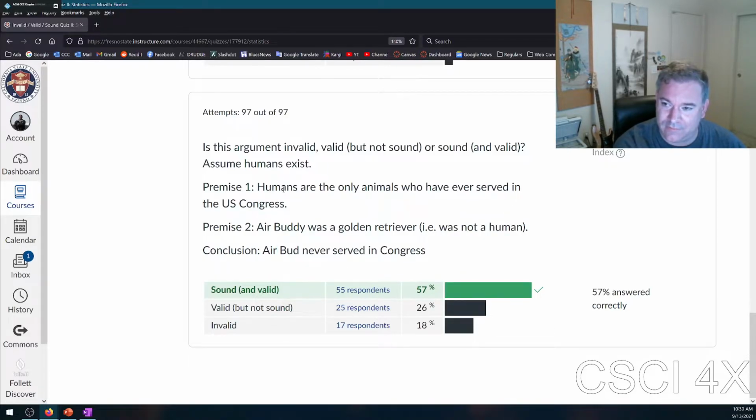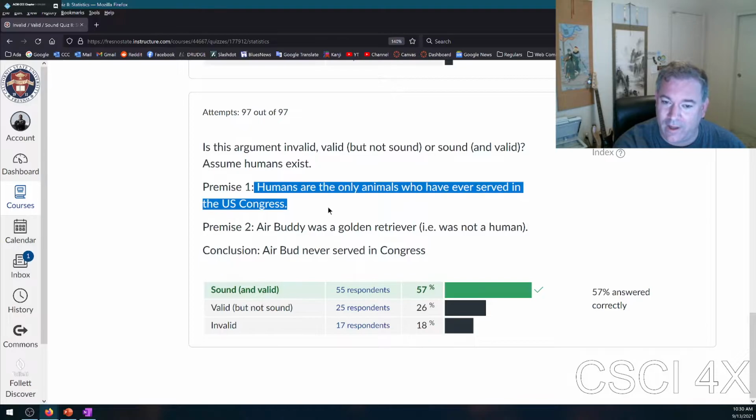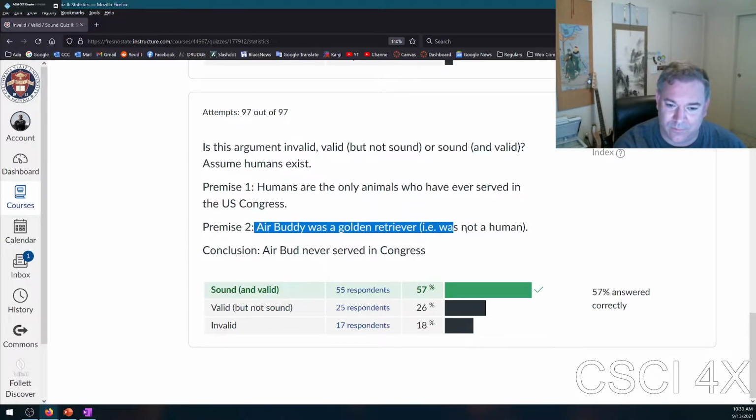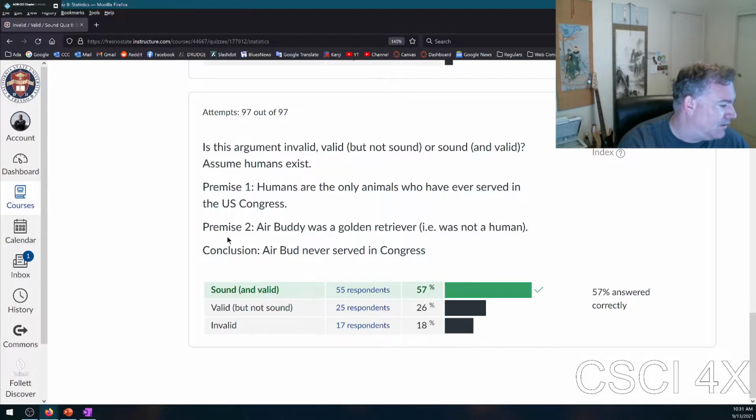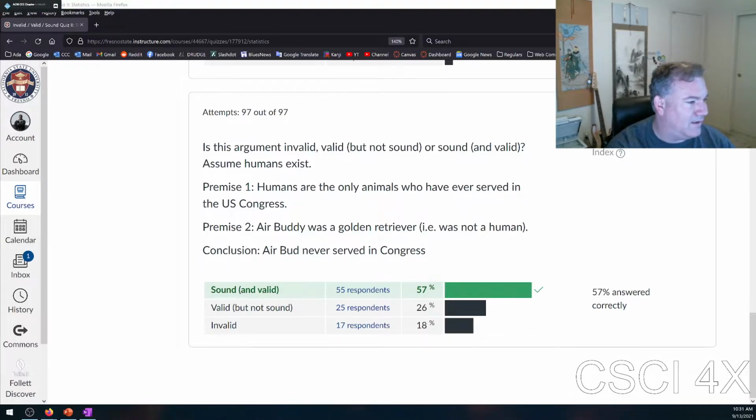No X are Y. This person is an X. Therefore, this person is not Y. The logic is completely valid on that. So, dog mayors of America. But that's not Congress.